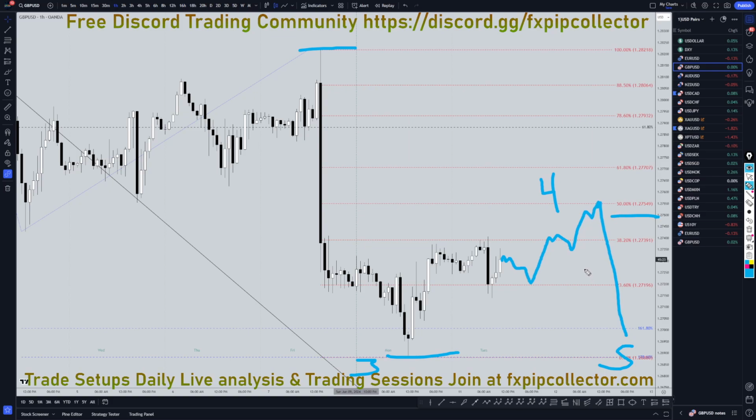Then I think tomorrow's CPI news will cause it to go down. And then I think tomorrow's interest rate news will cause it to reverse, probably go up, break structure, and most likely continue the uptrend from there.